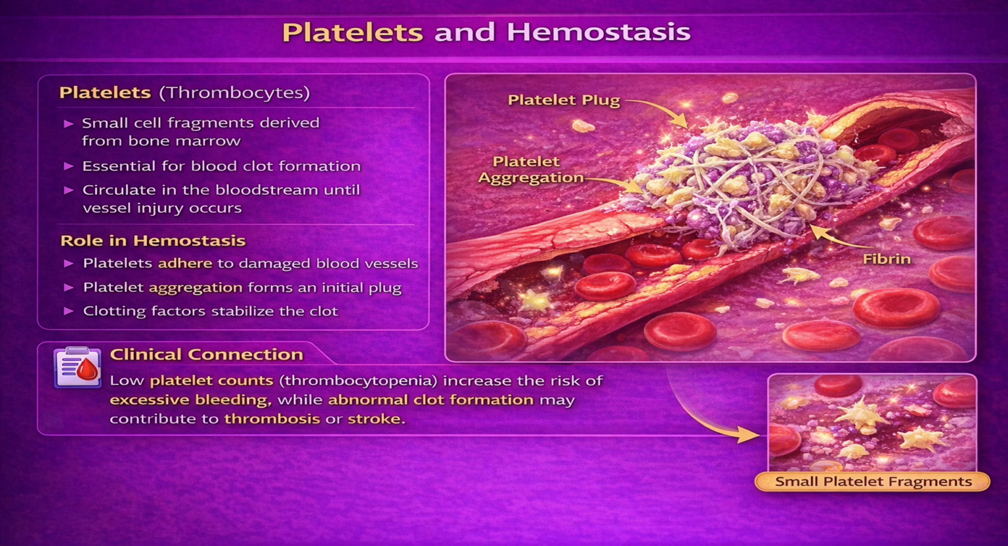At the same time, a series of chemical reactions known as the coagulation cascade activates clotting proteins in the plasma. These proteins form fibrin strands that strengthen and stabilize the developing clot. Together, these processes are referred to as hemostasis, which is the body's mechanism for stopping bleeding and maintaining vascular integrity.